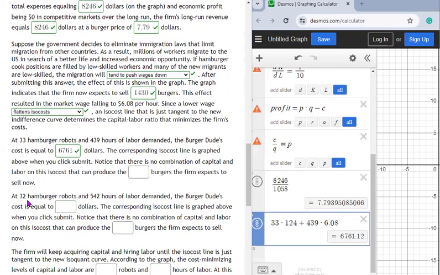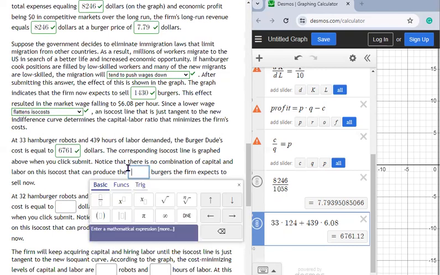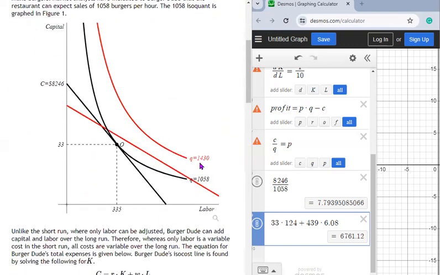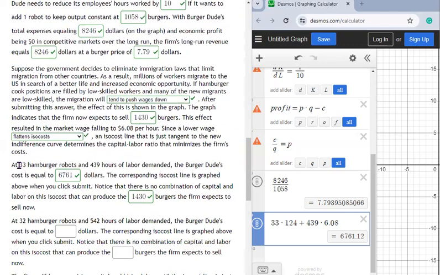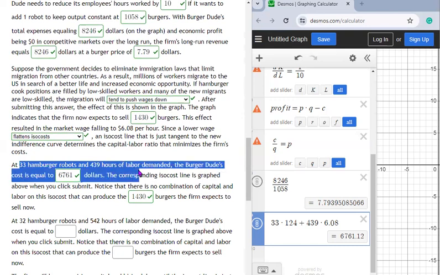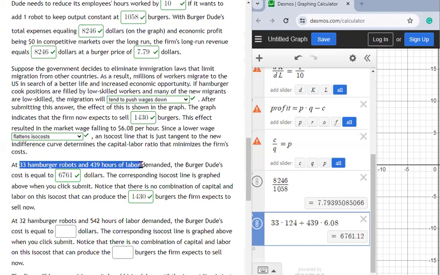So what do we do? Maybe we adjust our capital and our labor. So there is no combination of capital and labor on this isocost line that can produce the 1,430 burgers we expect to sell now, right? We expect to sell 1,430. And we can't produce that with this capital labor ratio, right? That combination of capital and labor.